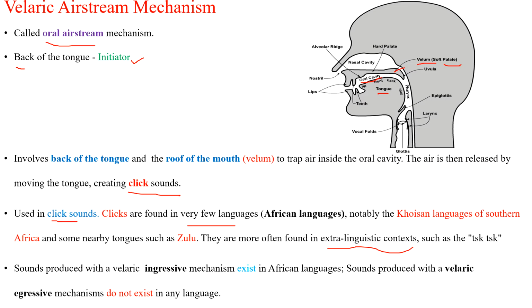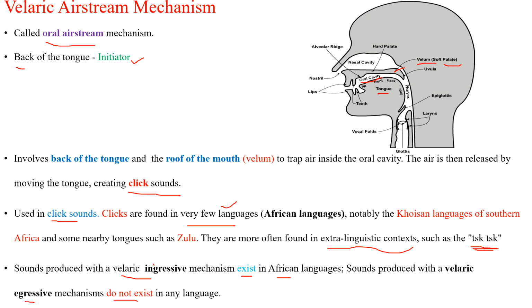Here an example is also given. This is a dental click. So these are clicks. Sounds produced with the velaric ingressive mechanism exist in very few African languages. And for sounds produced with velaric egressive, remember this, they do not exist in any language.